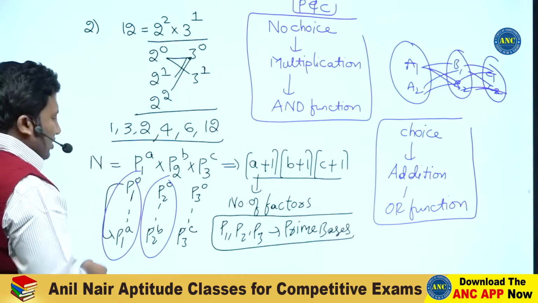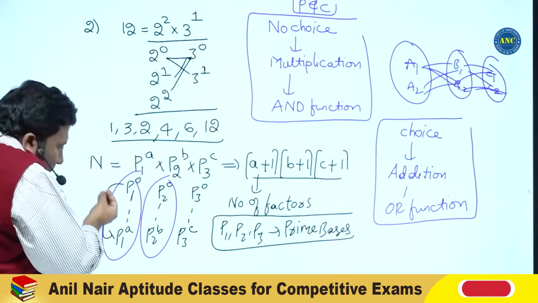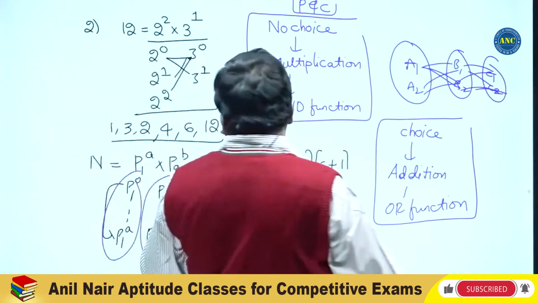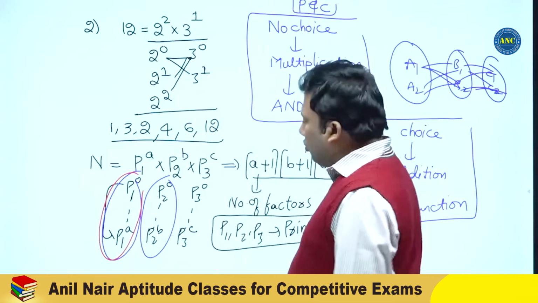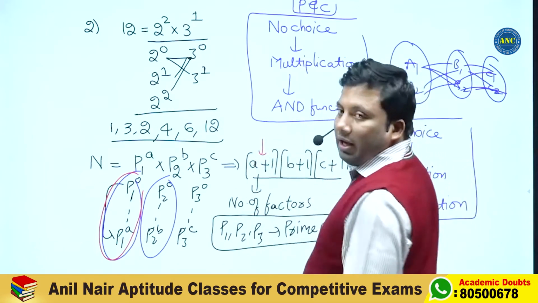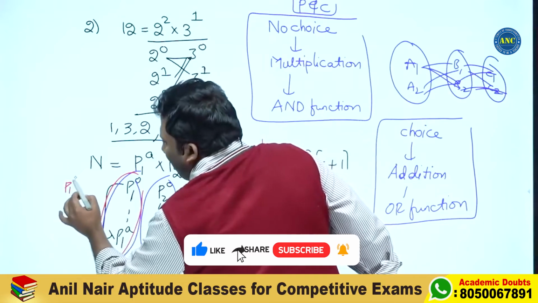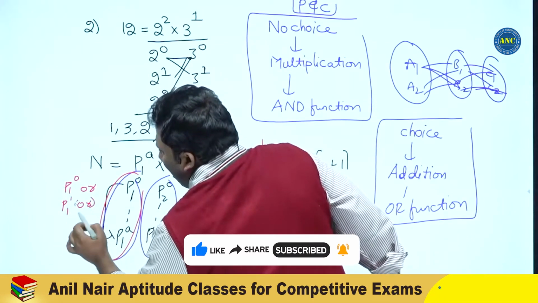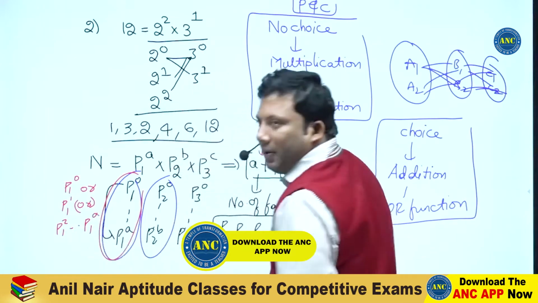Is there a choice? I should take P1 power 0, I should take P1 power 1, I should take P1 square, I should take P1 cube, up to P1 power A. That is 0 to A, so A plus 1. Now listen carefully. Either I can take P1 power 0, or P1 power 1, or P1 square, or P1 power A.